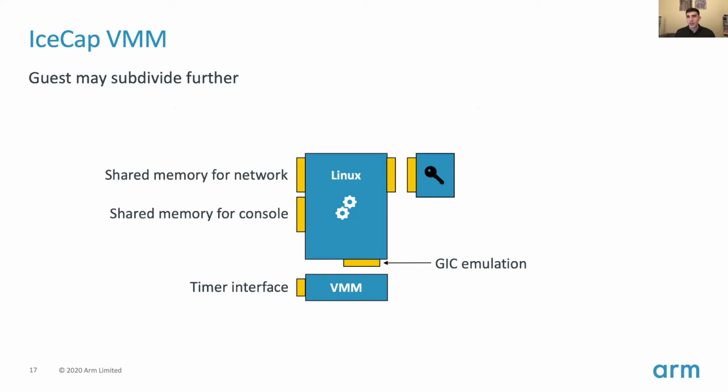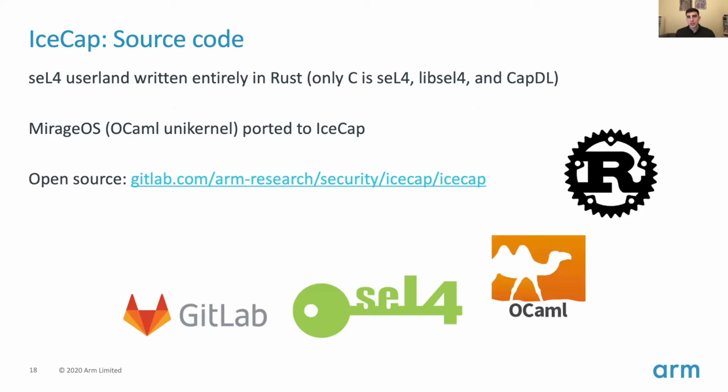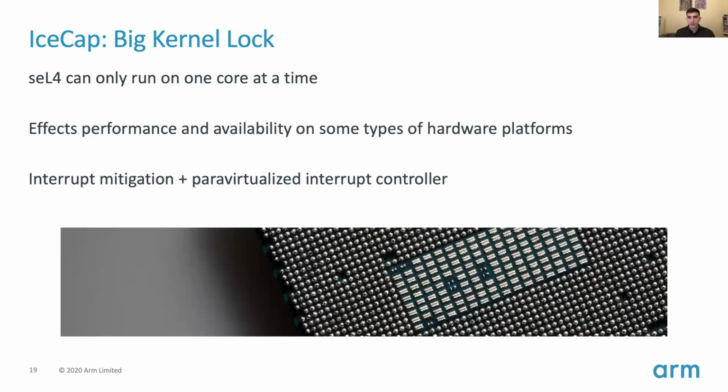As mentioned before, tenants may choose to subdivide their carve-out to keep their own rich software away from the sensitive data. That's easy enough with CapDL. The IceCap seL4 userland is written almost entirely in Rust. Rust provides us with memory safety and the ability to write code at a high level of abstraction. We've also ported Mirage OS, the OCaml unikernel, to IceCap, which means that guests can be written as OCaml programs. As I mentioned before, by the time this recording airs or soon after, IceCap will be open source.